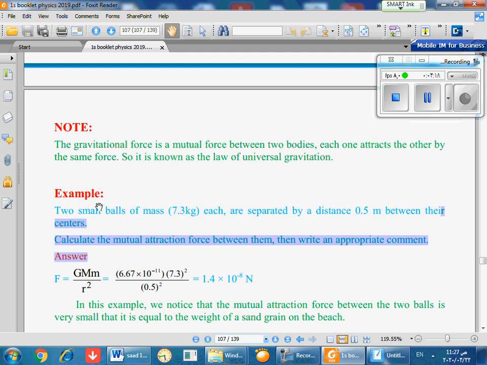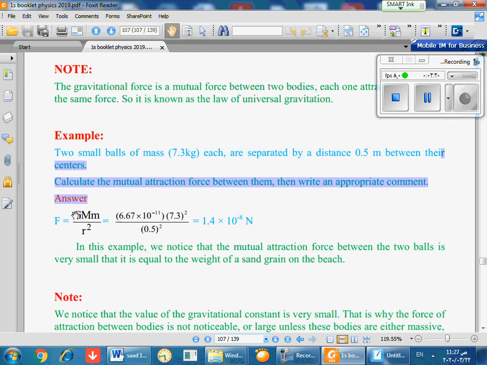So, F equals G M m over r squared. The value of G is 6.67 times 10 to the power negative 11. First mass equals 7.3, second mass equals 7.3, so M m equals 7.3 squared. And the distance between them is 0.5 meter. So the value of this force equals 1.4 times 10 to the power negative 8 Newton.